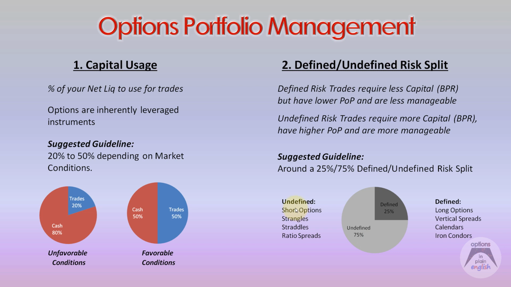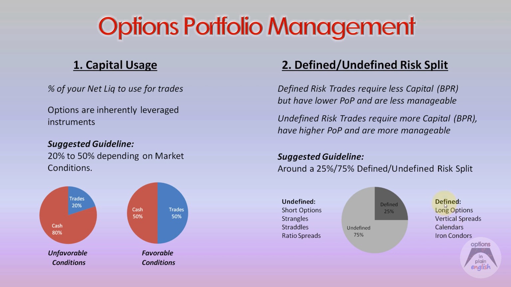Undefined risk trades are short options, strangles, straddles, ratio spreads. Those are examples, and there are many more, of course. Defined risk are long options, vertical spreads, calendars, and iron condors.